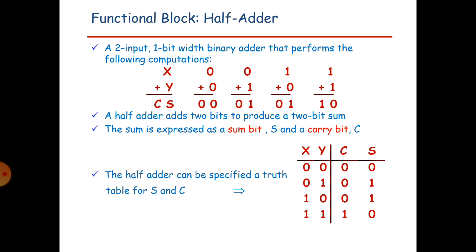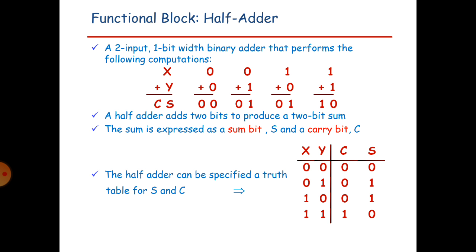So this is the functional block of the half adder. A half adder is a combinational circuit which is used to add 2 binary bits. It has 2 inputs and 2 outputs. x and y are the inputs, and sum and carry are the outputs. Here 2 bits means 2 power n, that is 2 power 2, which is equal to 4 combinations.